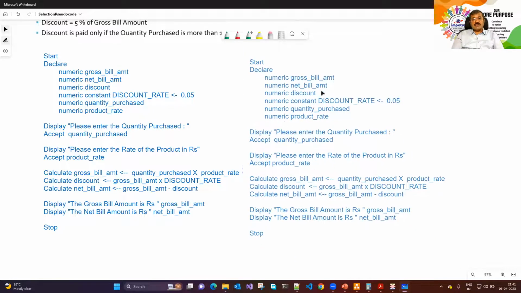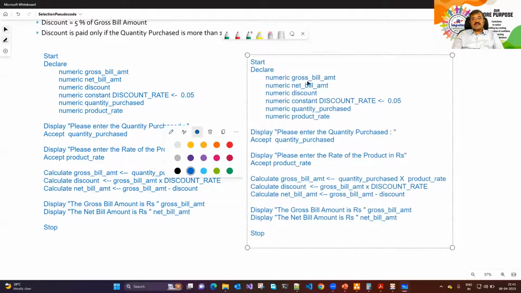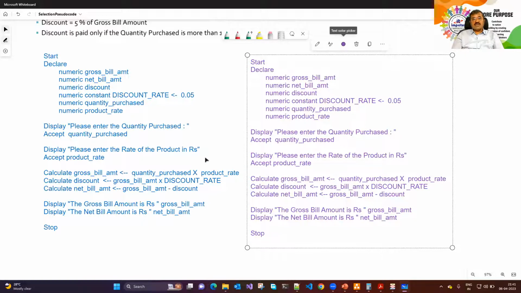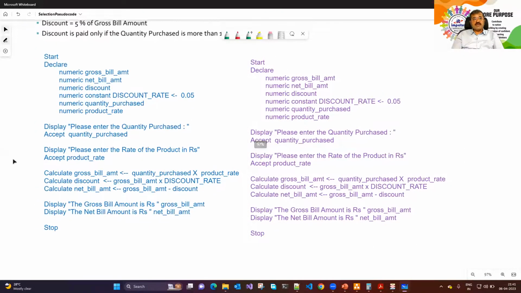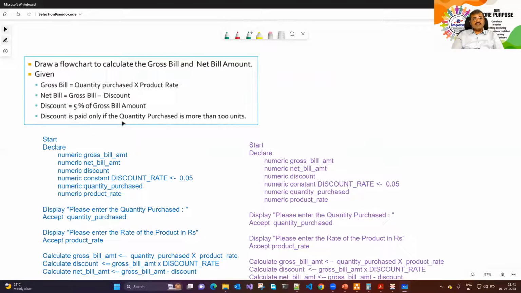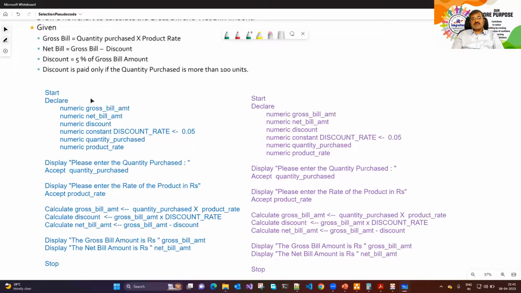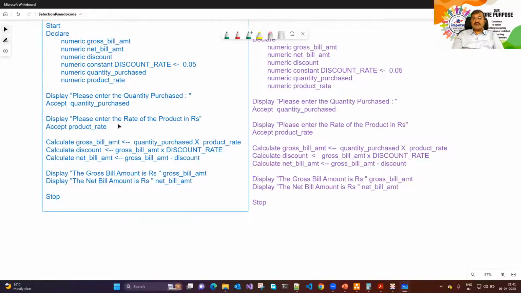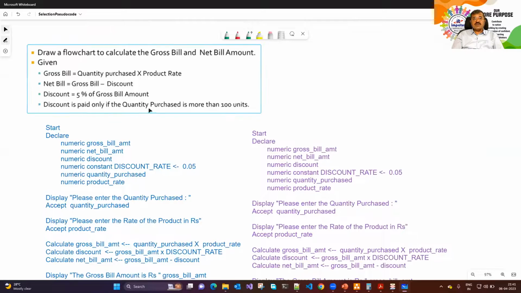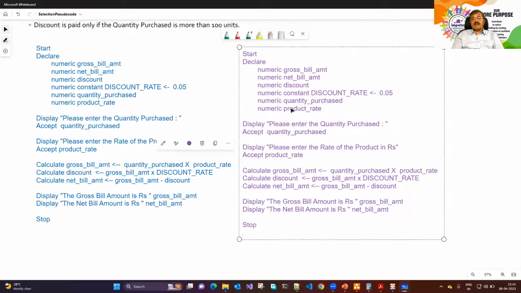So, it was not like that. The discount was to be given only when a certain condition is met. And what was the condition that was given? Read the problem statement again. It says discount is paid only if the quantity purchased is more than 100 units. That means you failed to identify this variable while defining; you forgot to notice this. So this was the solution for the last example, whose flowchart we had drawn. But here this was the condition: discount is to be paid only if the quantity purchased is more than 100 units. So we need to have a variable that will decide whether to give the discount or not.